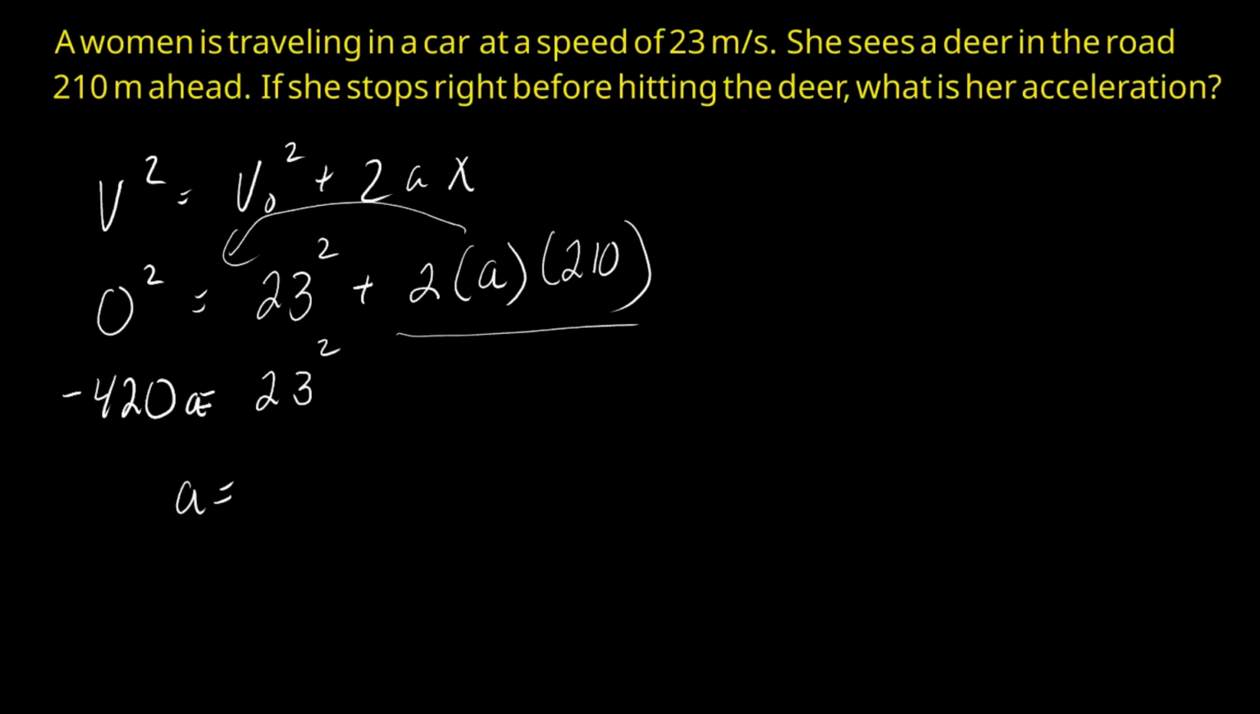So divide both sides. So it would be 23 squared divided by negative 420. That's going to be negative 1.26 meters per second squared.